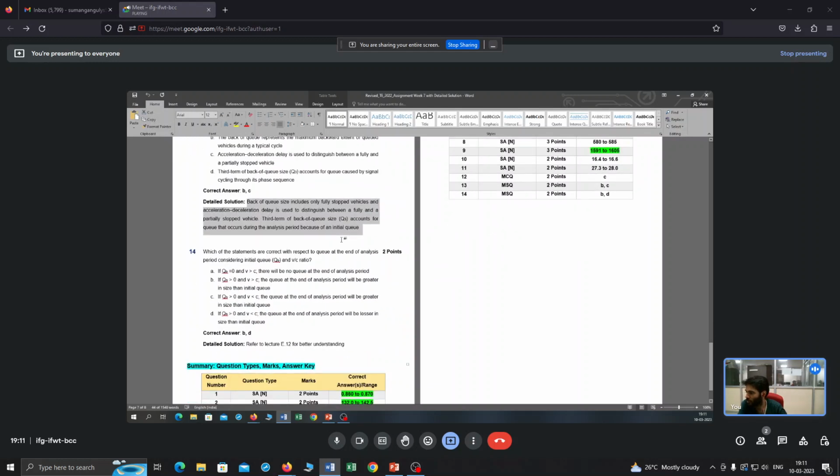Here also it is asked which of the following statements are correct with respect to Q at the end of the analysis period, considering the initial Q, the end of the analysis period, and the V by C ratio.